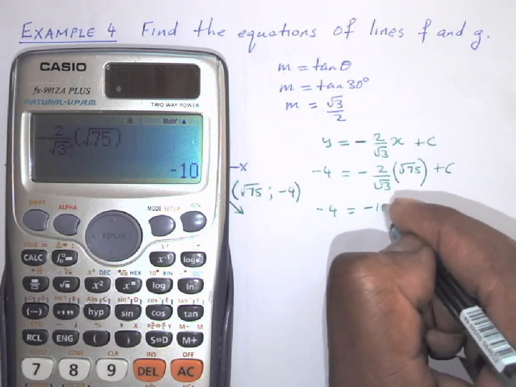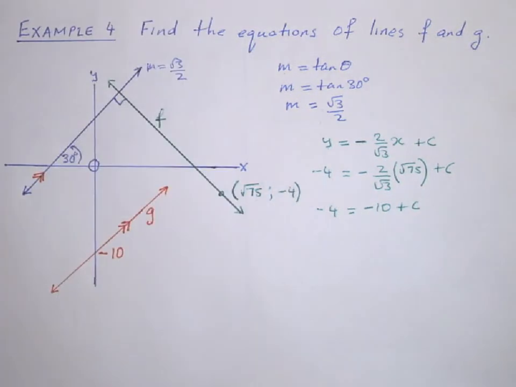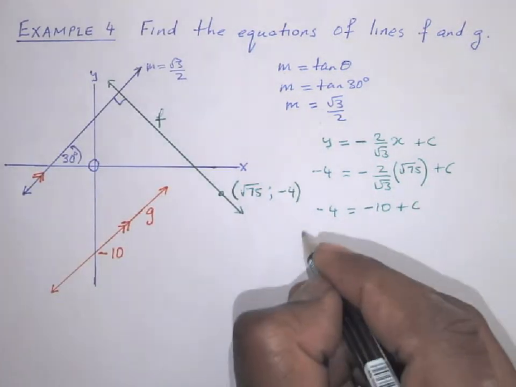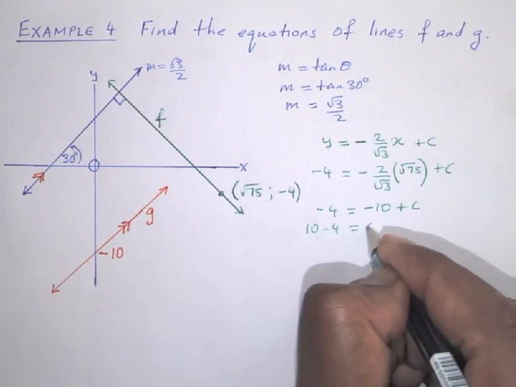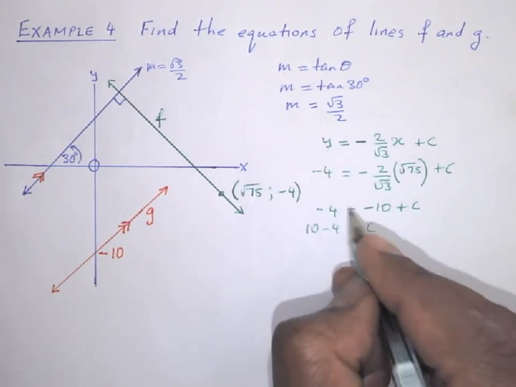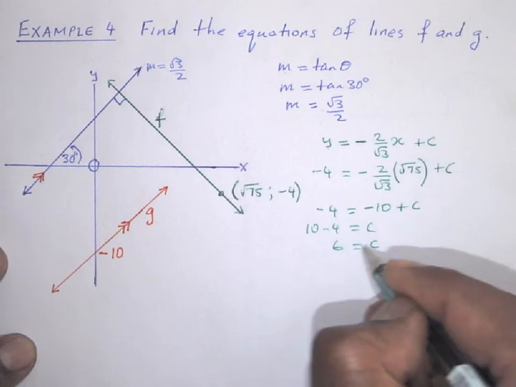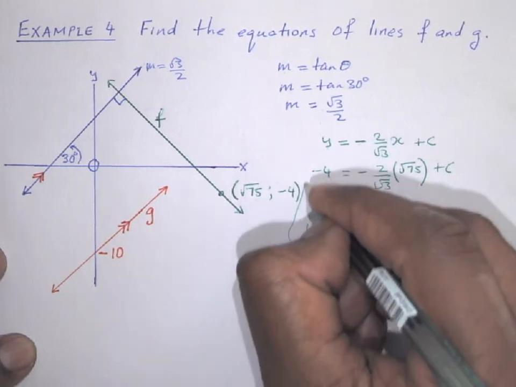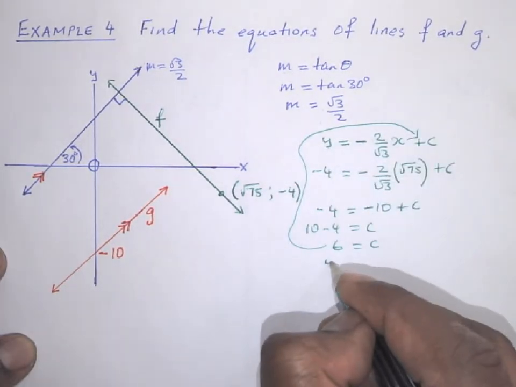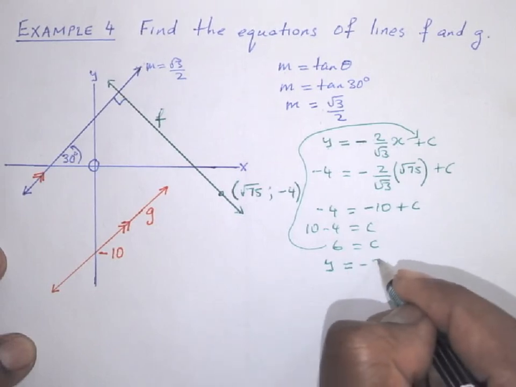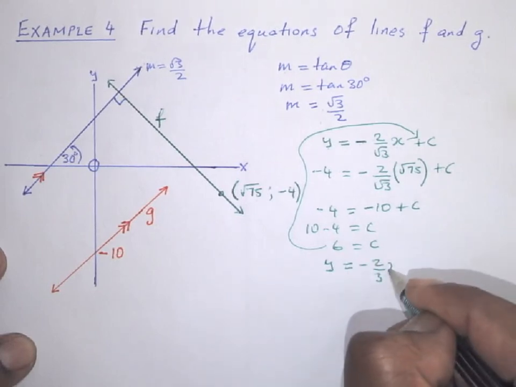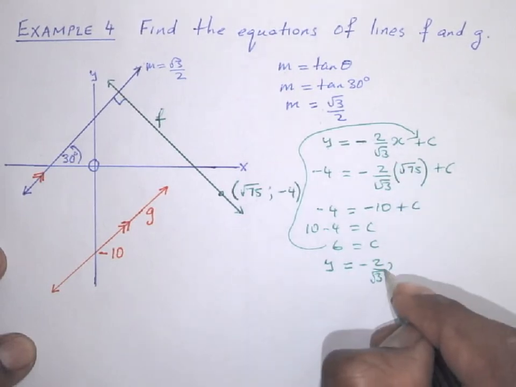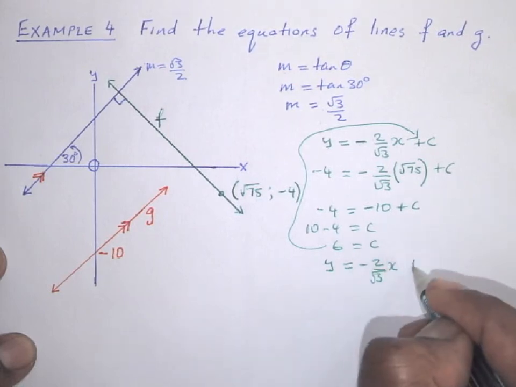So negative 10 plus c, which means now I can take the minus 10 to the other side. So it's 10 minus 4 is your c value. So the c for this green line is 6. Which means that I can take this 6 and put it over there. So the equation that I am looking for is y is equal to minus 2 over square root of 3 x plus 6.